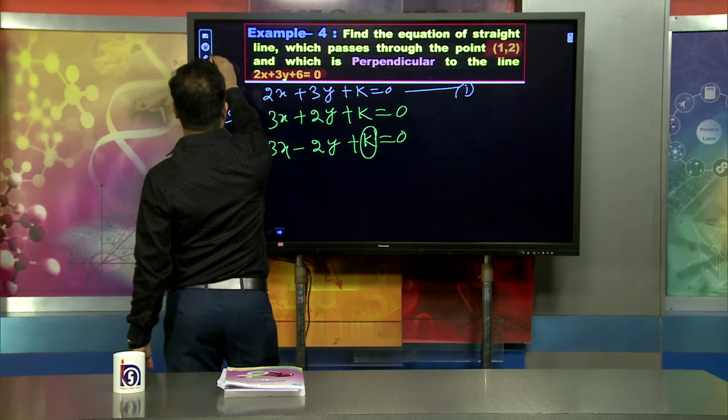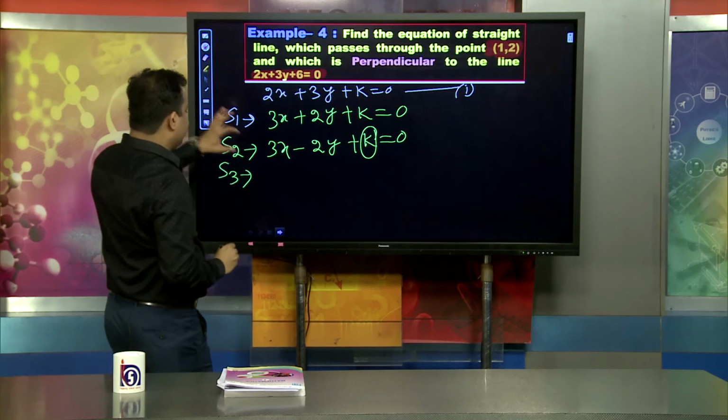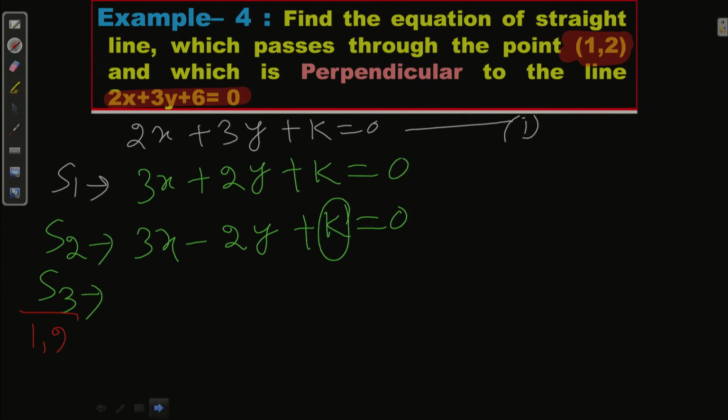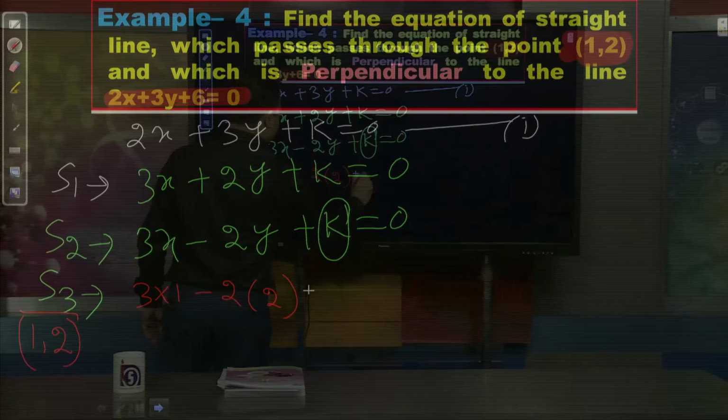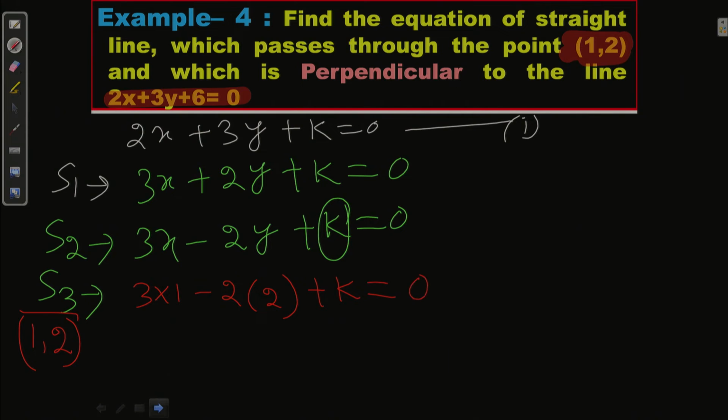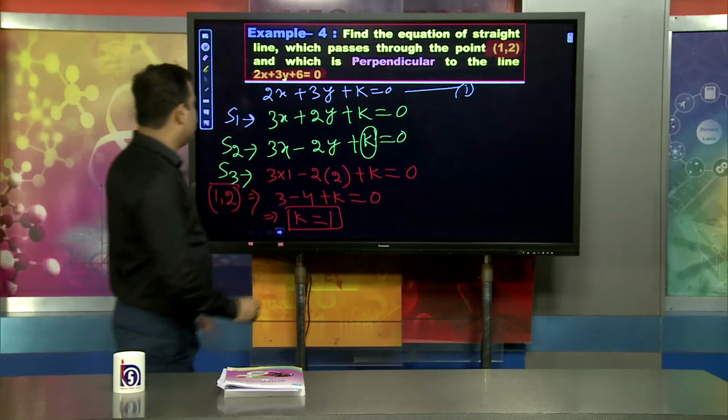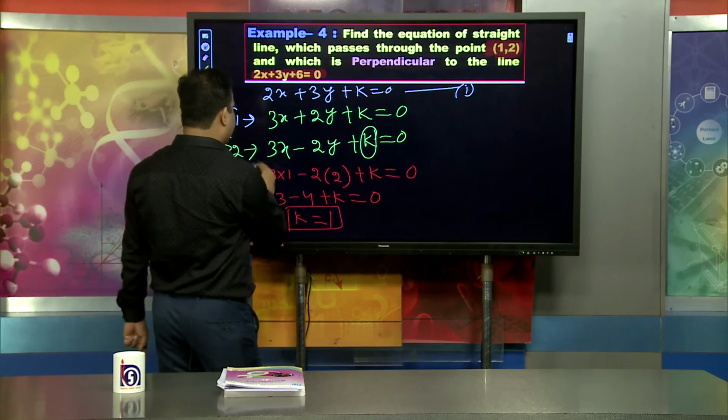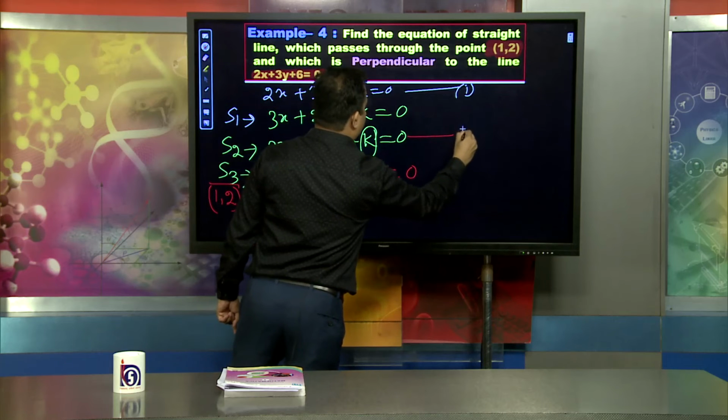So, as the equation is passing through the point (1, 2), I can write 3 into 1 minus 2 into the y value 2 plus k equal to 0. So I can write 3 minus 4 plus k equal to 0. So I can write the k value equal to 3 minus 4 minus 1, and when transferred to the right-hand side it becomes plus 1. So the k value we have now found. Now that k value we have to put in equation 2. Suppose this is equation 2.